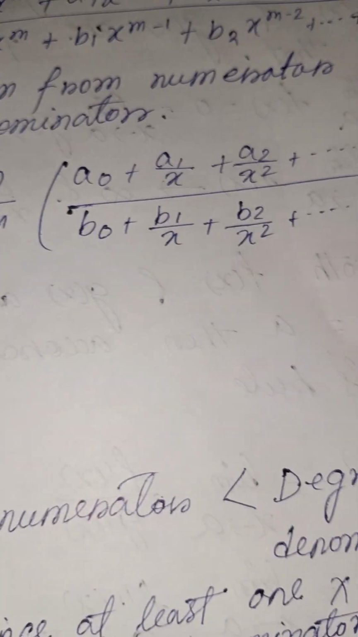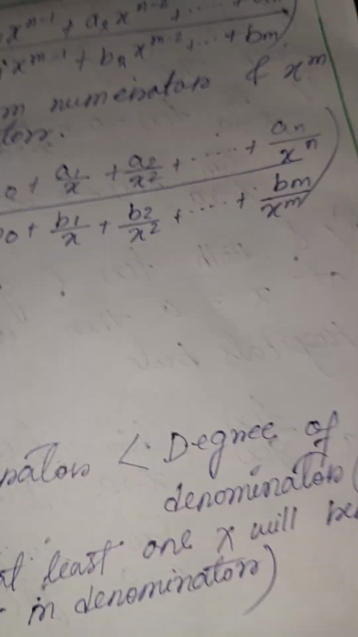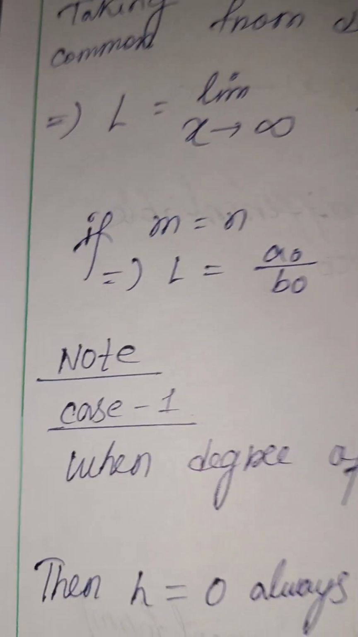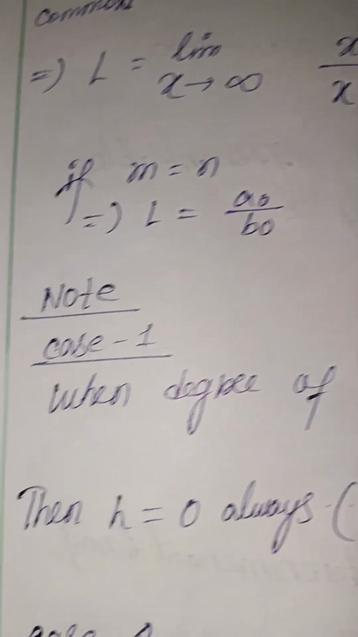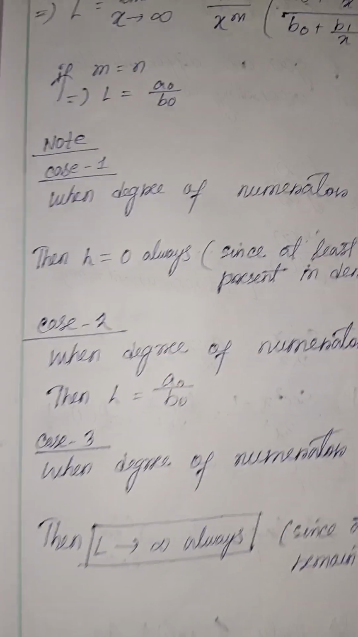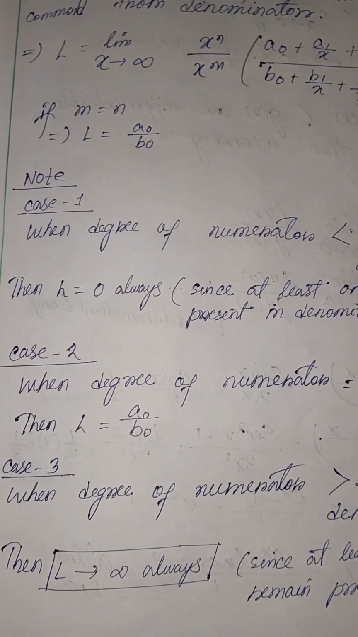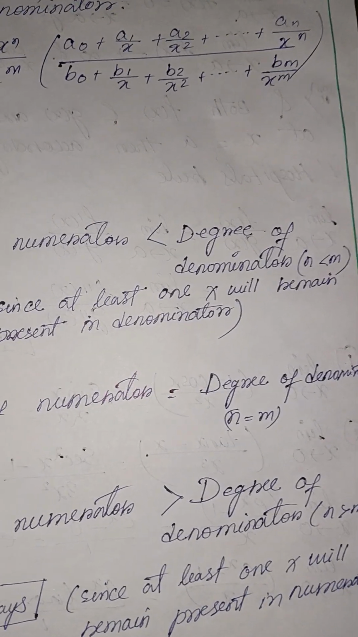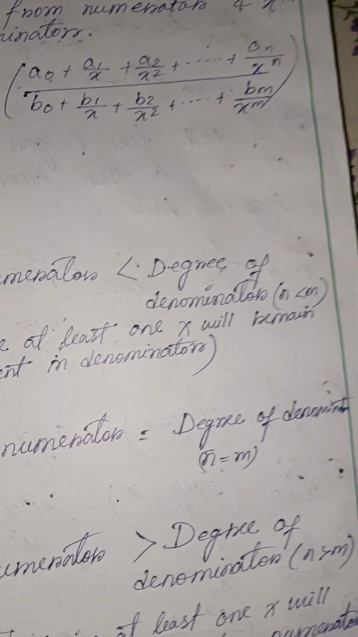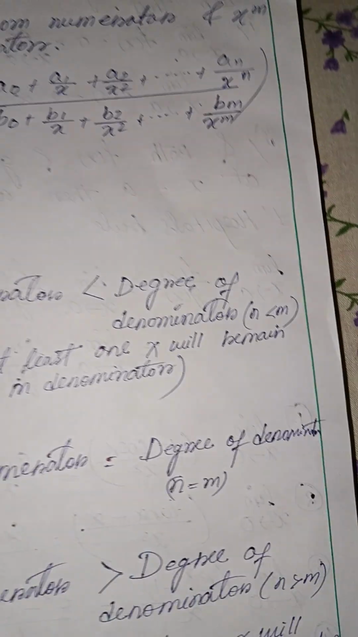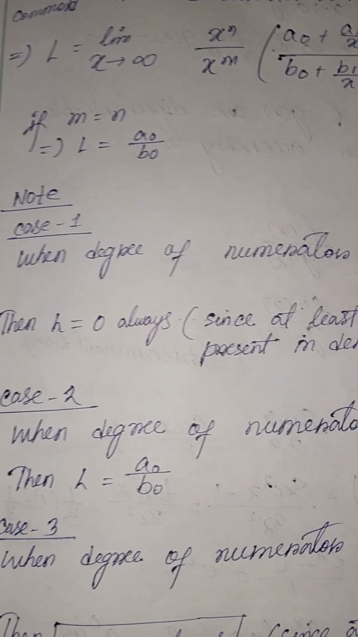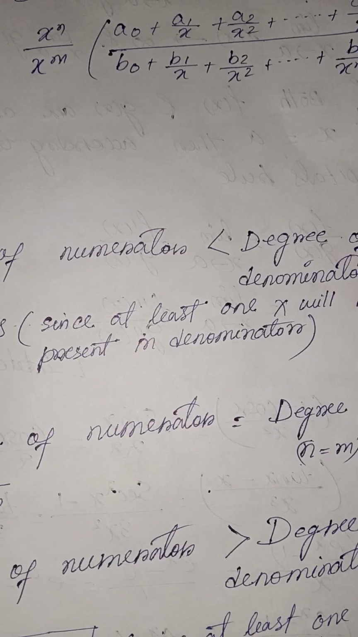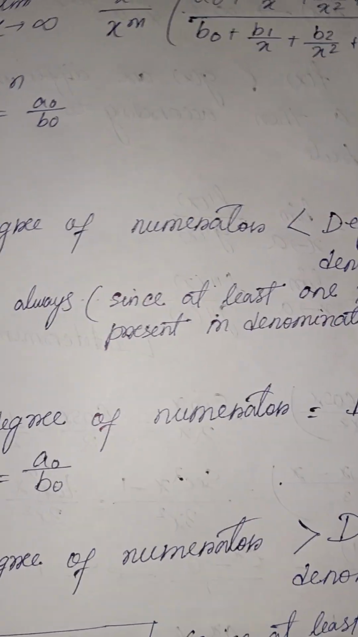Next, b0 plus b1 by x plus dot dot dot plus bm by x to the power m. So here, if m is equal to n then L is equal to a0 by b0. Okay, so note case 1. For case 1 there are 3 cases. When degree of numerator is less than degree of denominator, that is n less than m, then L is equal to 0 always, since at least 1 x will remain present in the denominator.